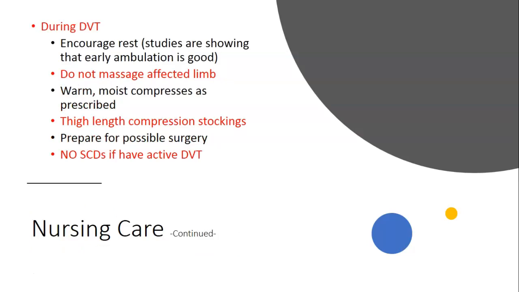If somebody actually has a DVT, you want to encourage rest. But more studies are starting to show early ambulation to be good. Do not massage the affected limb. You don't want that clot to travel to the lungs. Warm, moist compresses as prescribed. Thigh-high compression stockings. Prepare for possible surgery, the thrombectomy, to remove the thrombus. And no SCDs if there is an active DVT.